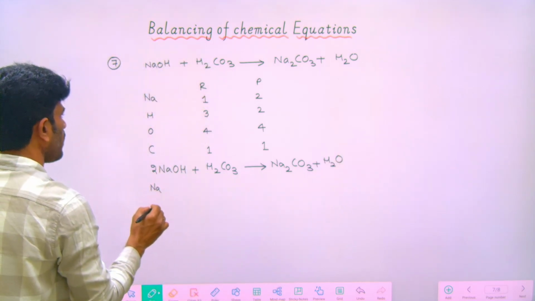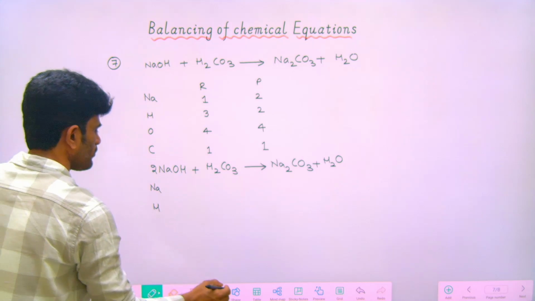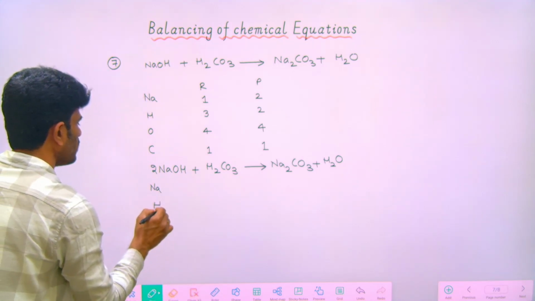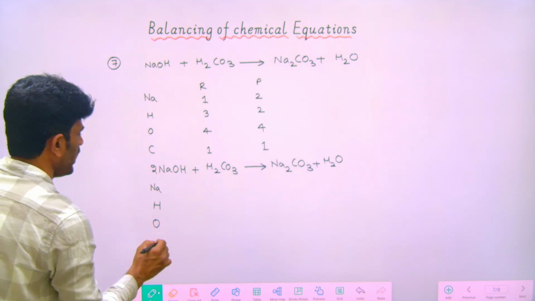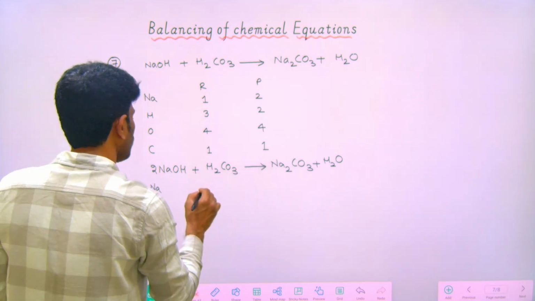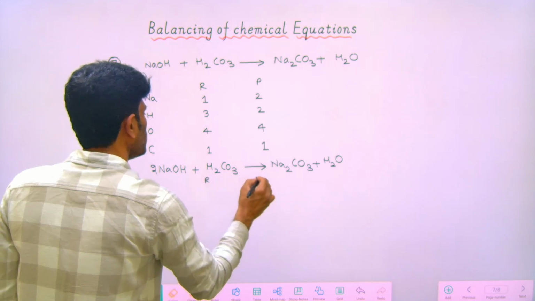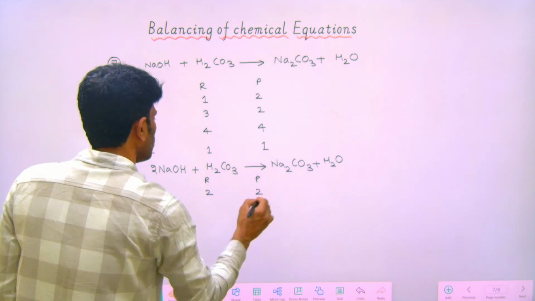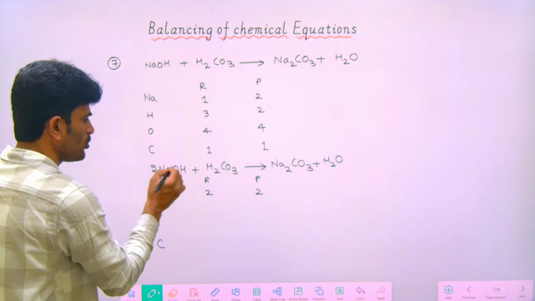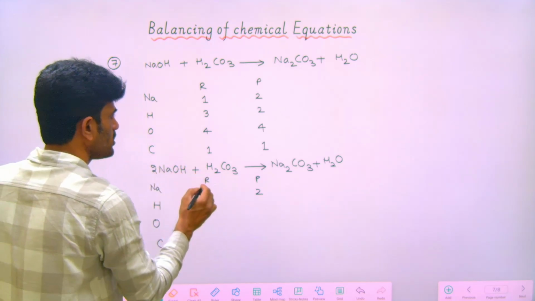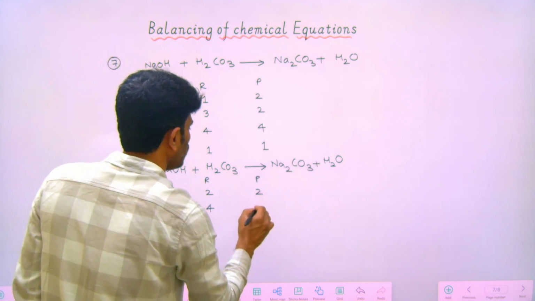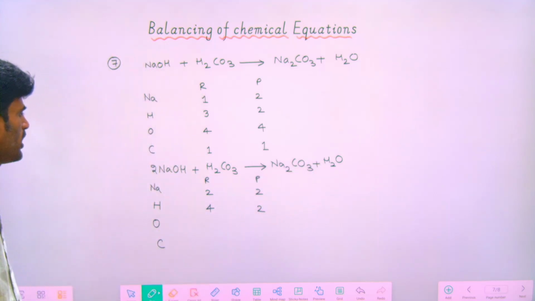Sodiums, hydrogens, oxygens and carbons. Sodiums we have here 2, there also 2. So sodiums are already balanced. Next, hydrogens. Here 2 hydrogens, 2 into H, 2 hydrogens, here also 2 hydrogens. So how many hydrogens here? 4 on this side, but here only 2 hydrogens are there. Hydrogens are still not balanced.